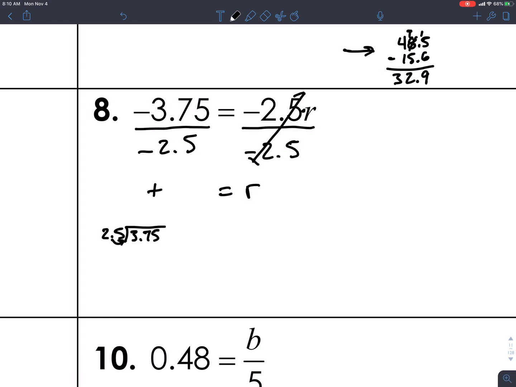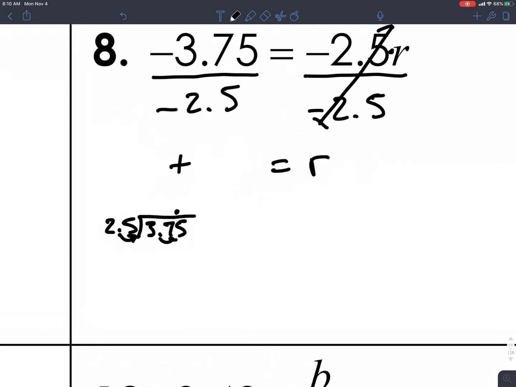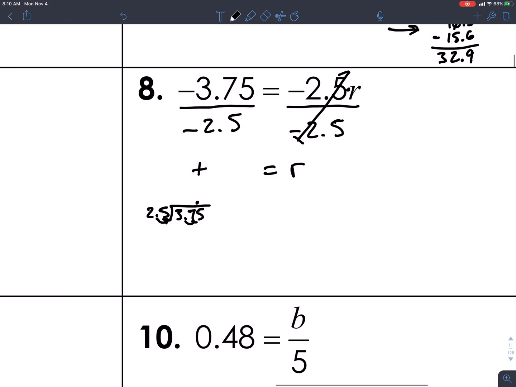I got to move the decimal over 1. Let me make this a little bit bigger, maybe not much bigger. And I put my decimal up. I don't want any decimals in my number that I'm dividing by. So I move that decimal over so there's no decimals out there. It's okay to have decimals in the doghouse, but not outside.